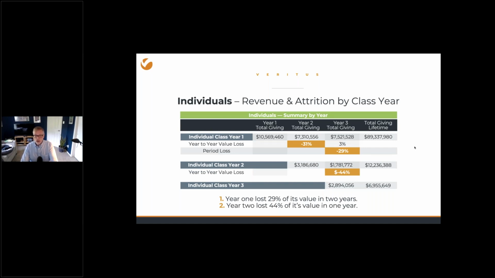You can see the donors in year 1 gave 10.5 million. By year 3, those same donors were giving 7.5 million, so we lost 29% of their value in just those 2 years. And then the next class year, 3.1 million. Those same donors the next year only gave 1.7 million. They lost 44% of their value in just that 1 year. So year one donors lost 29% of their value in 2 years. Year two lost 44% of its value in 1 year.